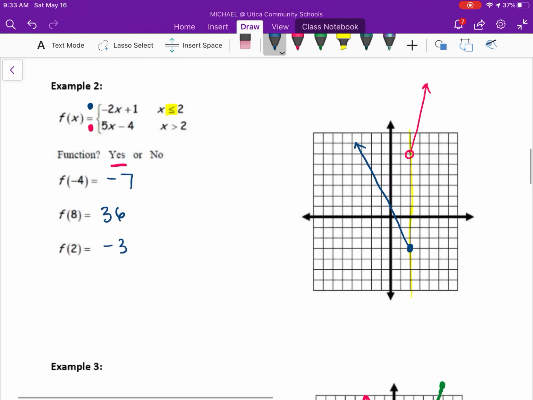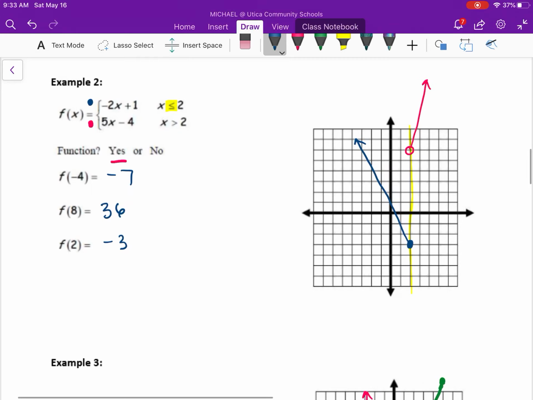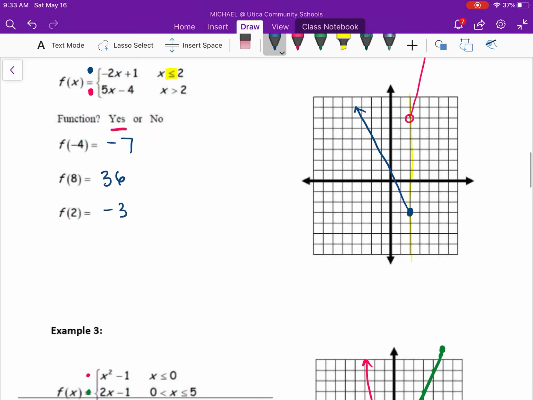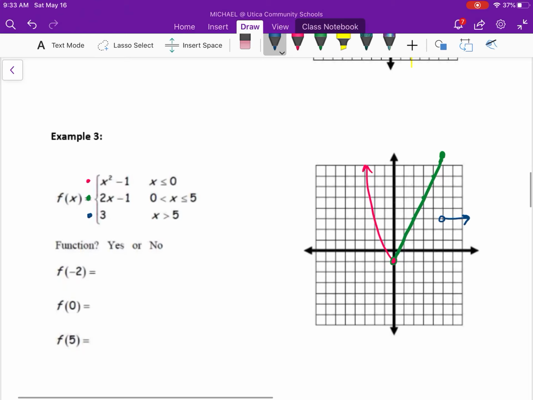All right, pause the video at this point. Try the next couple examples, and then check your work. All right, I'll assume that you've done that.